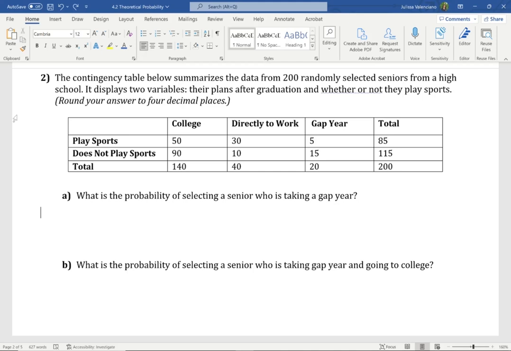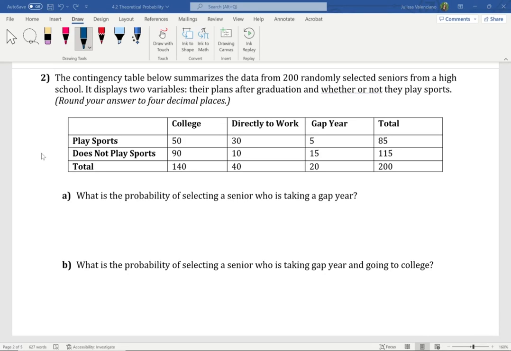Now, are you surprised to see a contingency table with two variables? We're not surprised to see that, because we use contingency tables when we're keeping track of more than one variable. The first variable, which is sports, has two categories, one being play sports, the other one being does not play sports. The other variable, which is plans after graduation, has 3 categories: college, directly to work, and gap year.